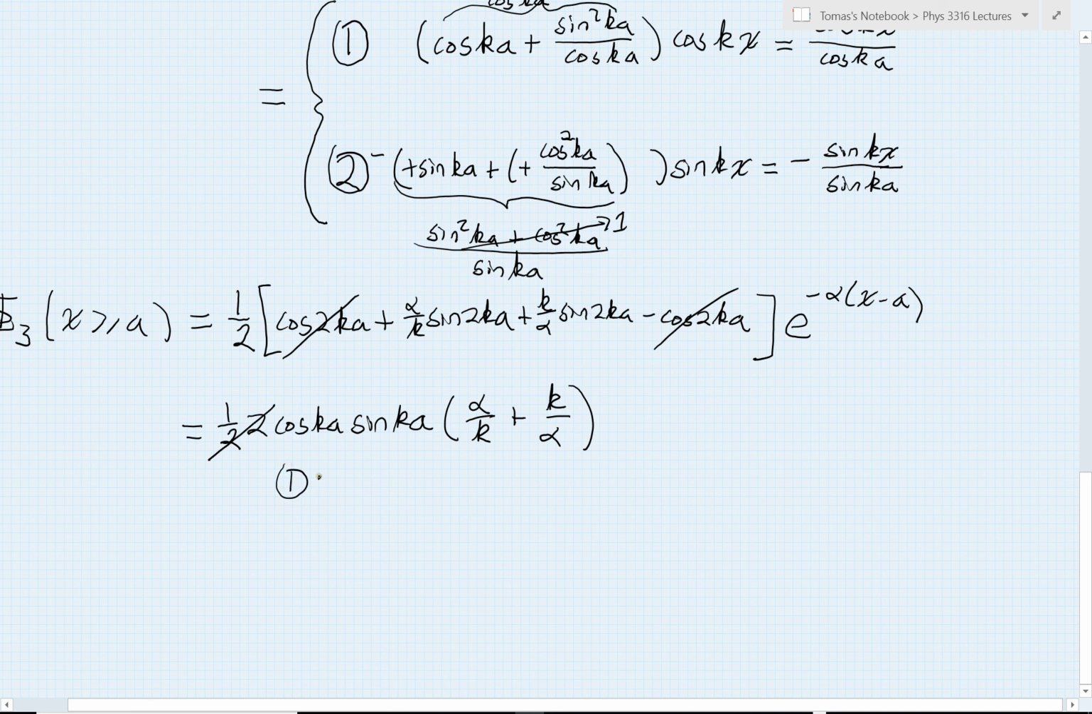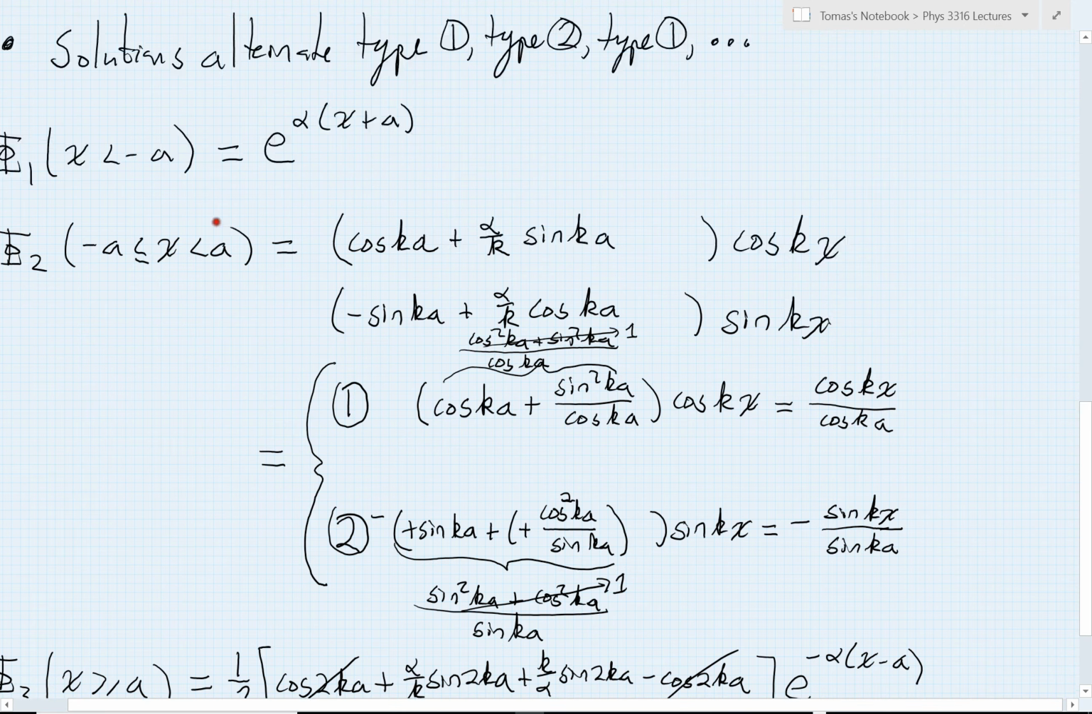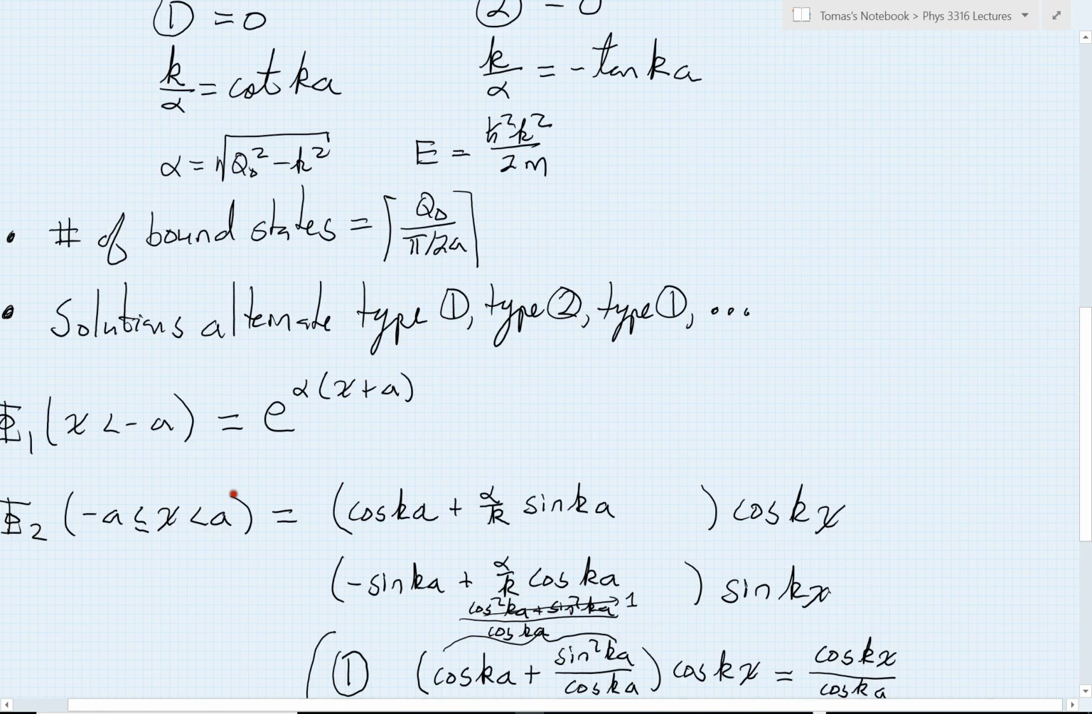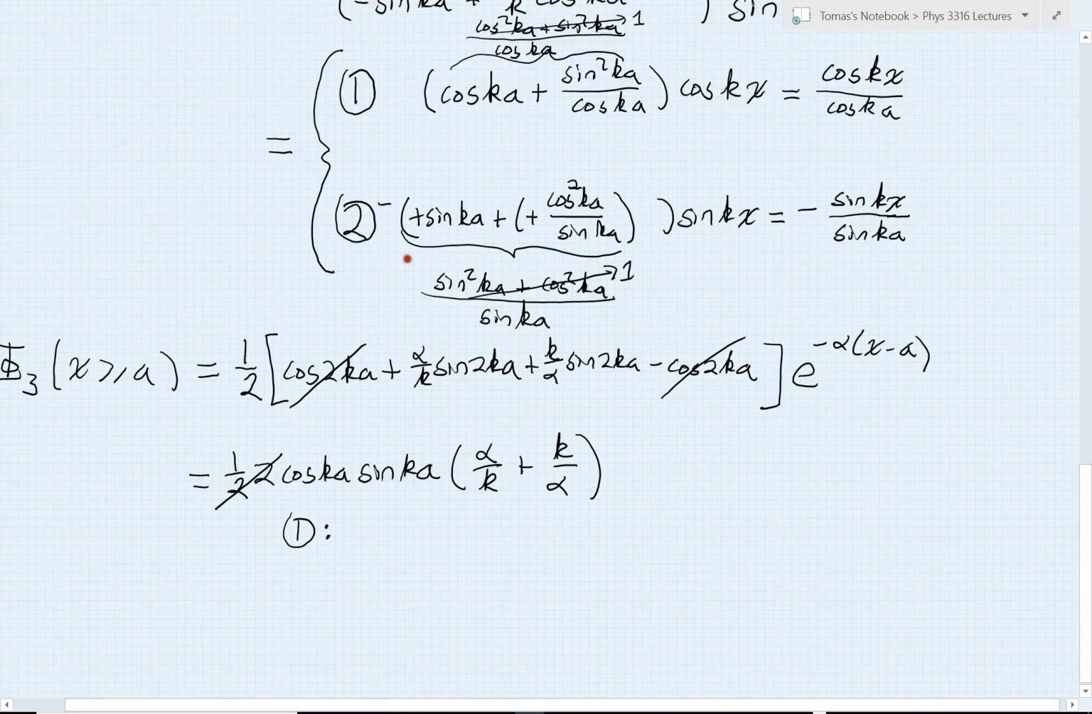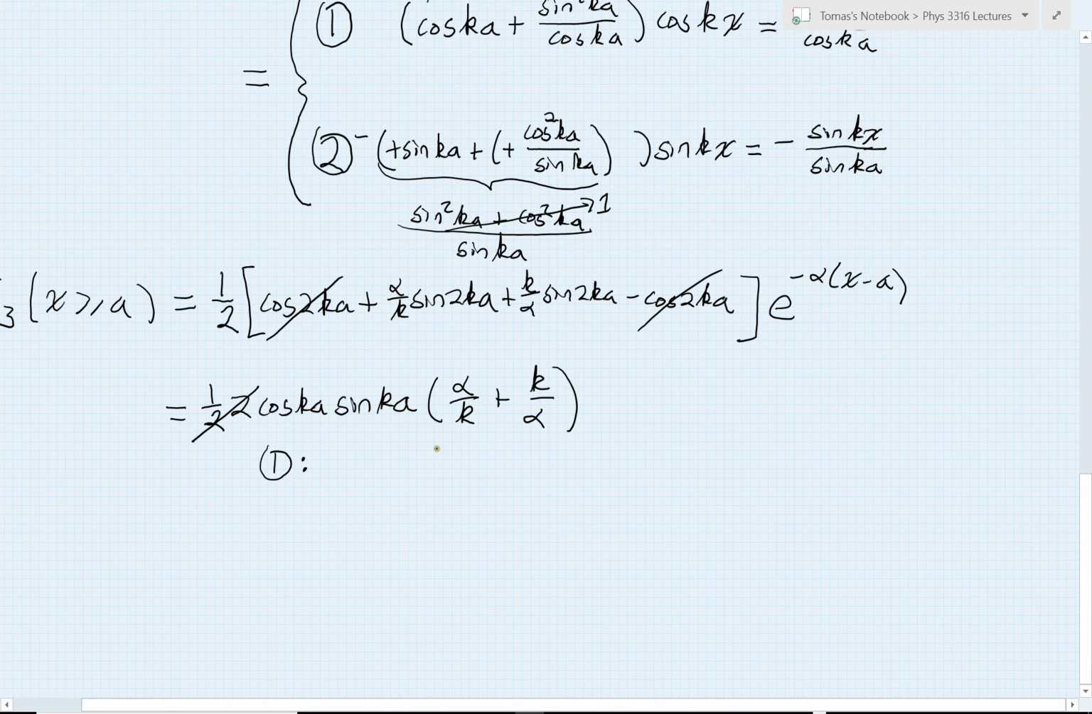So for the type 1 solution, what we know is for type 1, k over alpha is cotangent. That means alpha over k is the tangent. So alpha over k was the tangent, so that gives me sine of Ka over cosine of Ka.